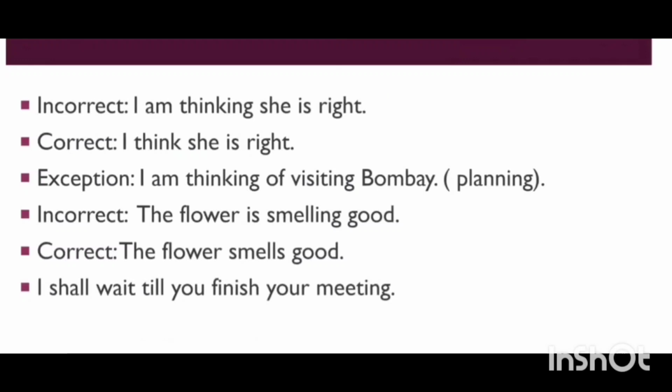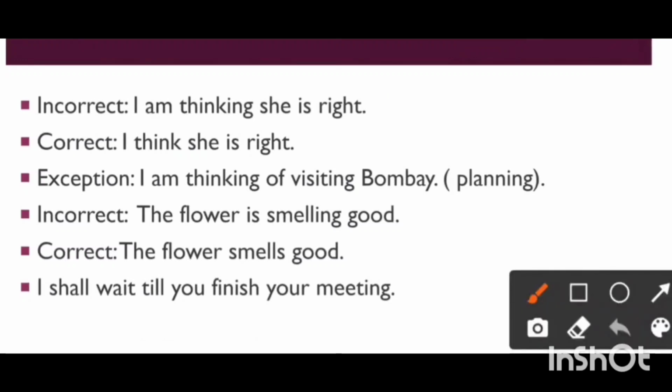More examples. I am thinking she's right. "Thinking" is a verb of mental state, so it can't be used in continuous form. It is wrong. The correct sentence is "I think she's right." Okay, but English is full of exceptions. So if "I am thinking" is used and it is expressing the meaning of planning or considering an idea, then it is correct.